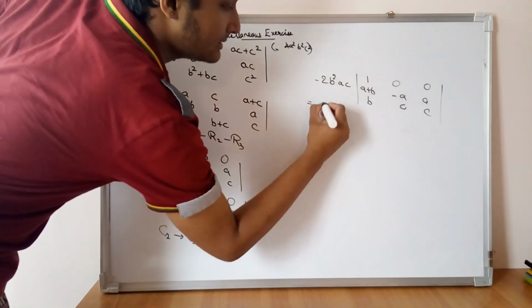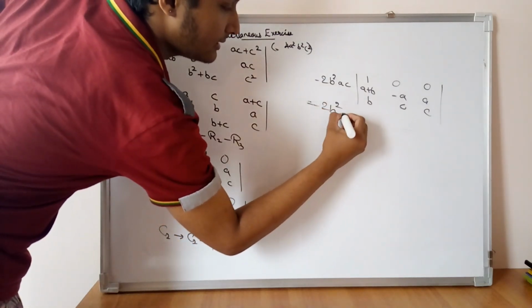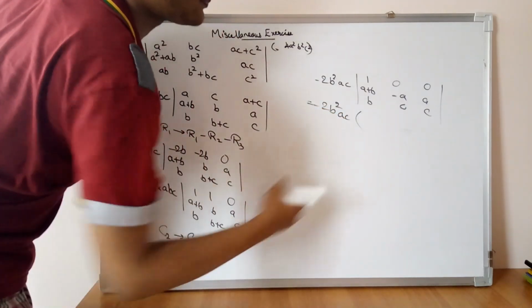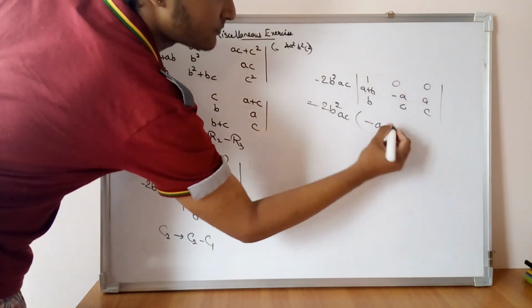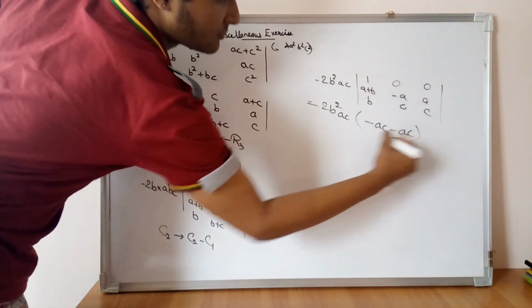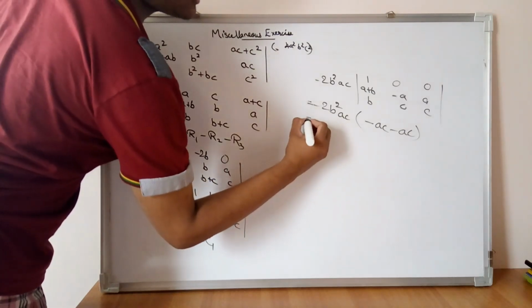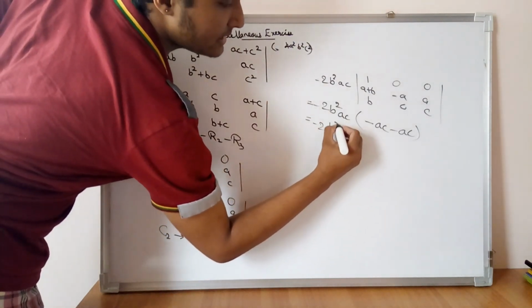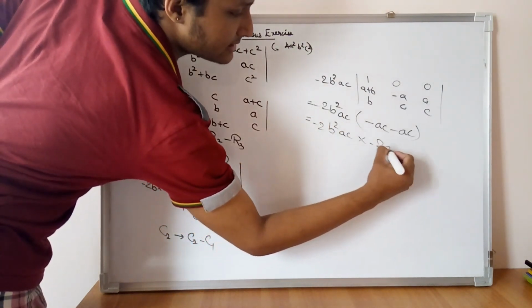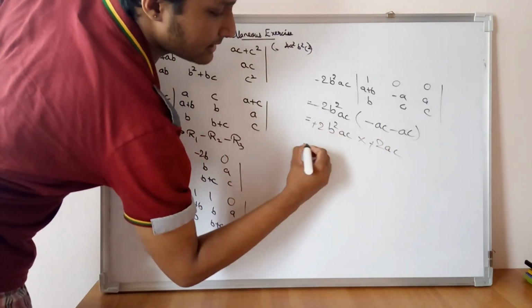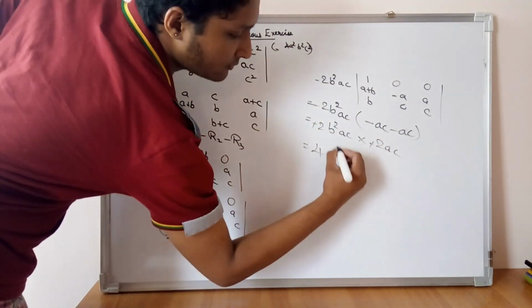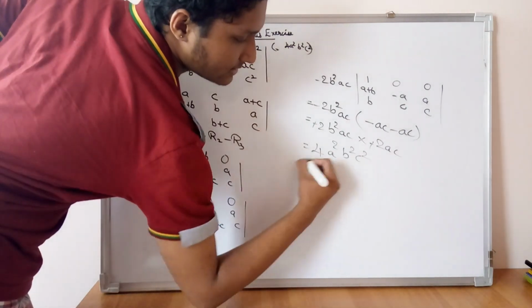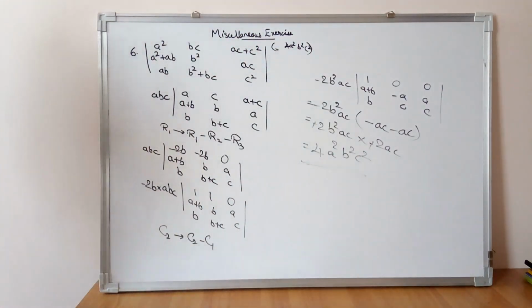So you have minus 2b square ac into minus ac minus ac. Okay, that is same as minus 2b square ac into minus 2ac. Minus and minus get cancelled. 2 into 2 is 4. 4a square b square c square. That is what is the right hand side. That was what was required. That's all about the sixth question.